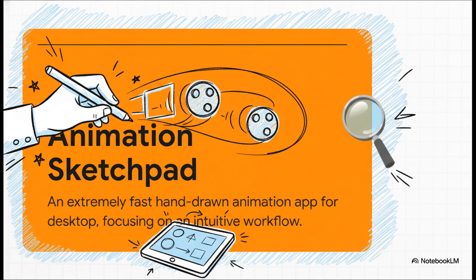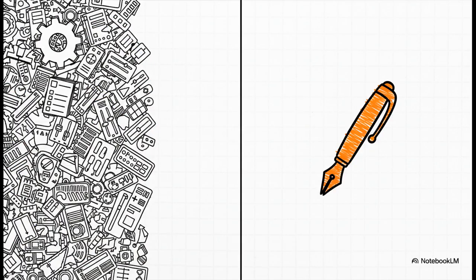Okay, so what is this thing exactly? To put it simply, it's a desktop app for hand-drawn animation that is obsessed with speed and a super intuitive workflow. The whole thing is designed around using a pen and tablet, just like you would with a real piece of paper. And this is the most important thing to get. In a world where every other piece of software is bragging about having a million features, Animation Sketchpad's biggest strength is that it's simple on purpose. The minimalism is the whole point.